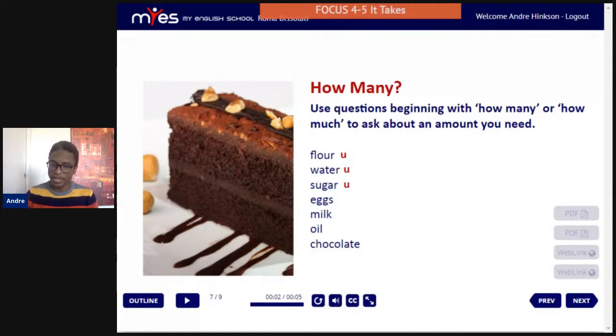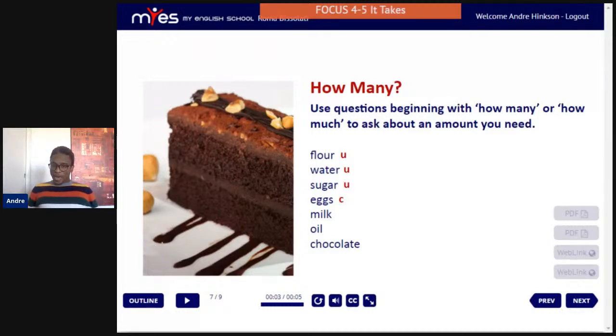So let's look at some other questions. Sugar is uncountable. Eggs are countable, of course, because you can count them: 1 egg, 2 eggs, 3 eggs. What about milk? Is milk countable or uncountable?